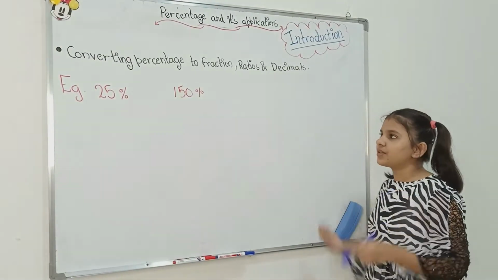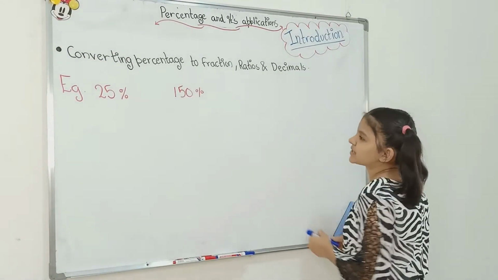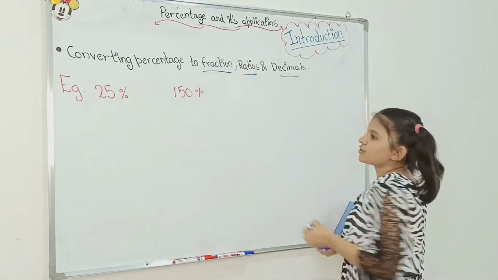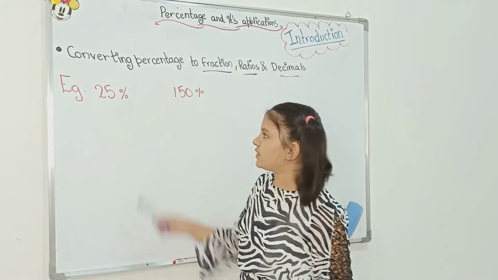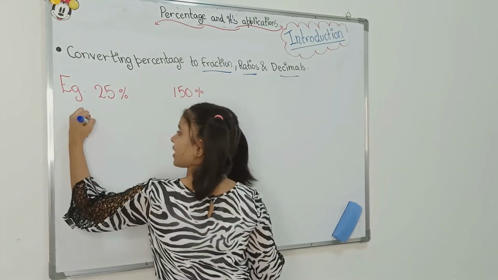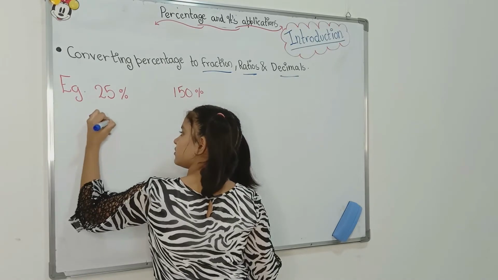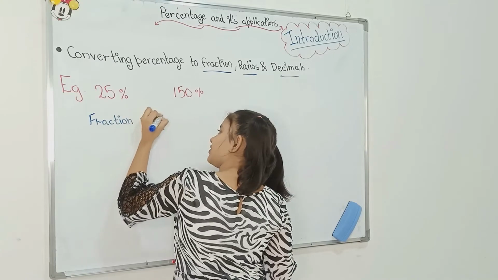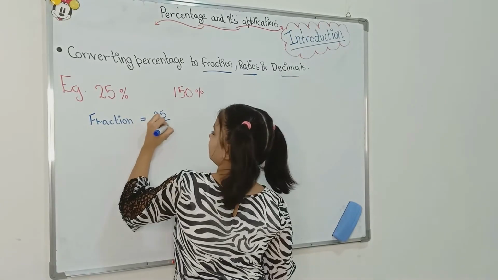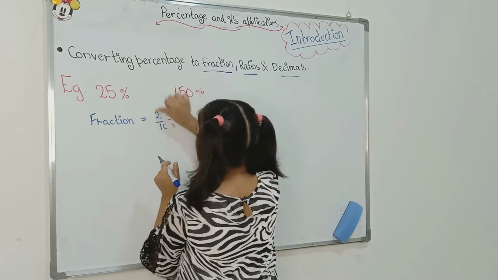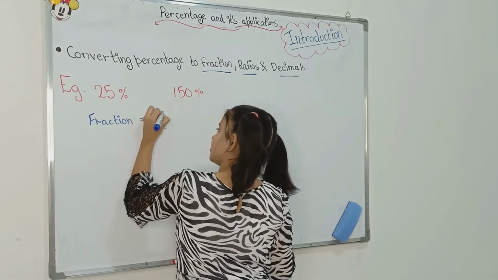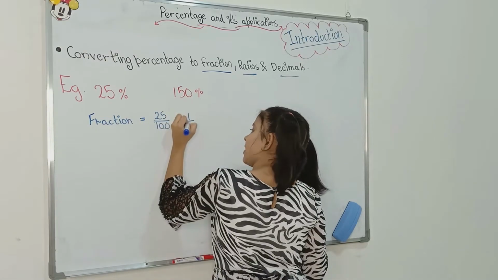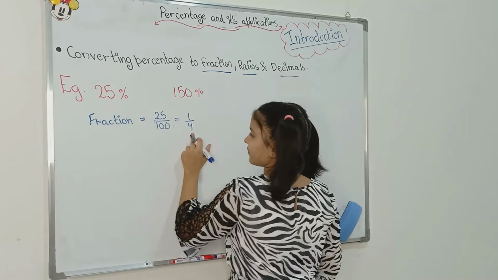So we have learned how to convert fractions, ratios and decimals to percentage. Now we will learn how to convert percentage to fraction, ratios and decimal. So our first example is 25%. In fractions, we will write this as 25 by 100. Now we will write it in the lowest form. So 25 by 100 in lowest form is 1 by 4. So this is the fraction.